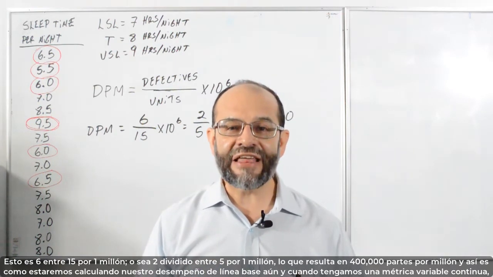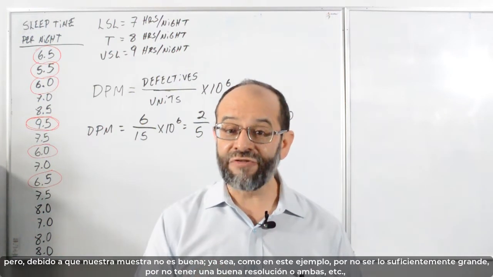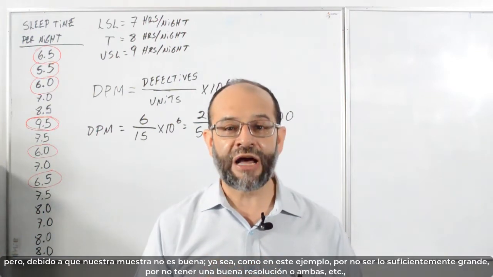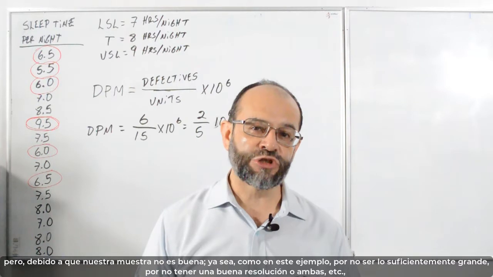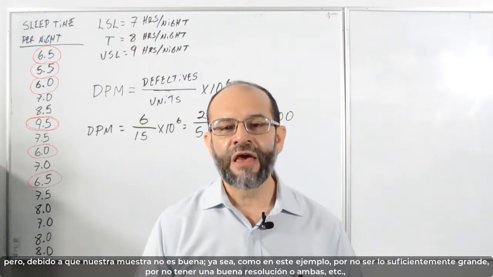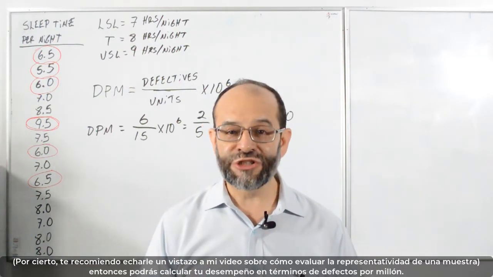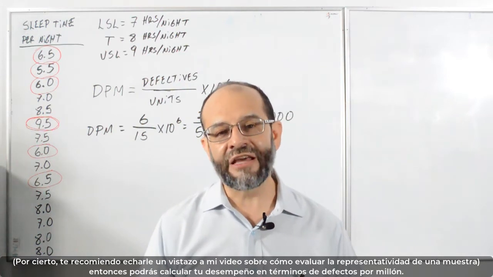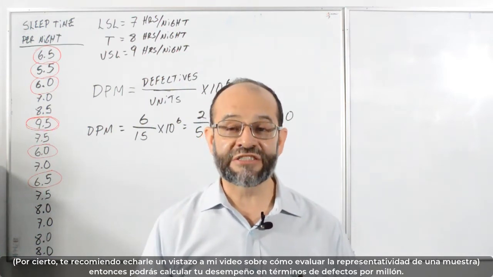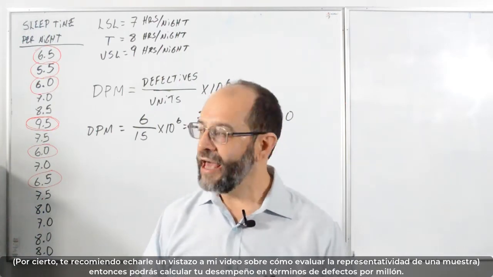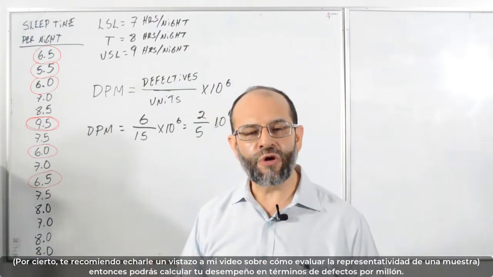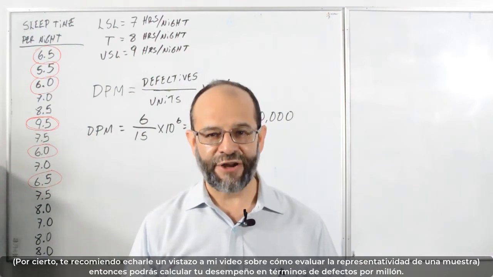And that's how we will be calculating our baseline performance, even if we are having a quantitative variable metric, but our sample is not a good sample because, in this example, it is not big enough or does not have good resolution or both. By the way, I encourage you to take a look at my video regarding evaluating the representativeness of a sample. Then you can calculate your performance in terms of defects per million.